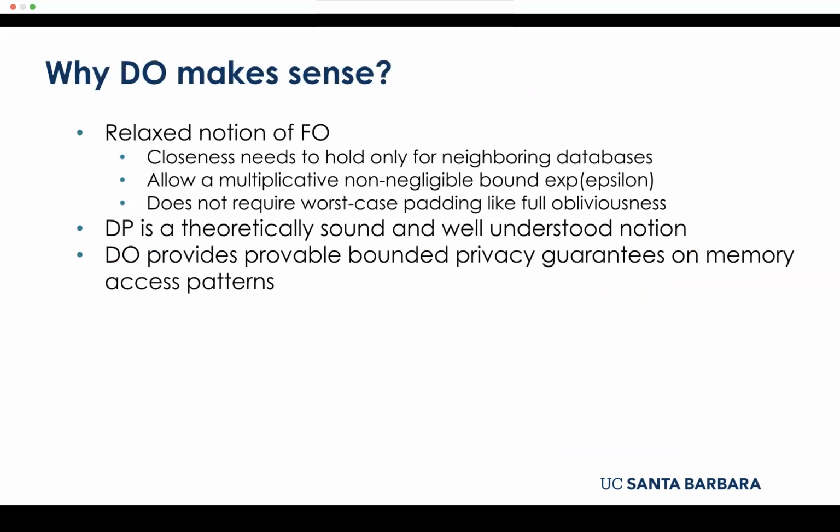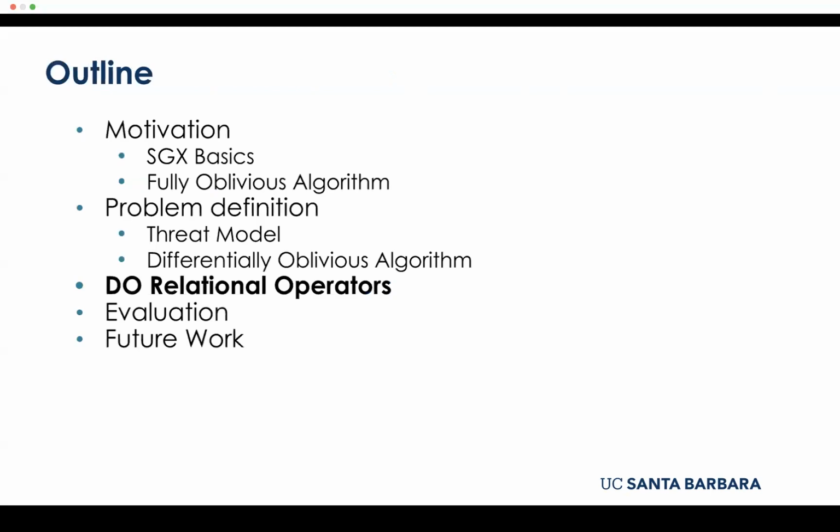So why does DO make sense? Because it's a relaxed notion of fully oblivious. The closeness only needs to hold for neighboring databases, and it allows a multiplicative, non-negligible bound e to the power epsilon. And it does not require worst-case padding like full obliviousness. Differential privacy is a theoretically sound and well-understood notion, and DO provides a provable bounded privacy guarantee on memory accesses.